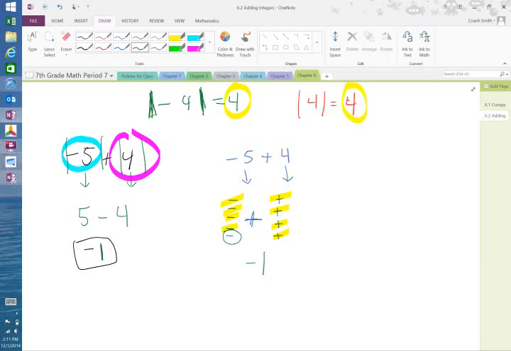Let's say, though, I switched the problem. Let's say the problem was 5 plus -4.